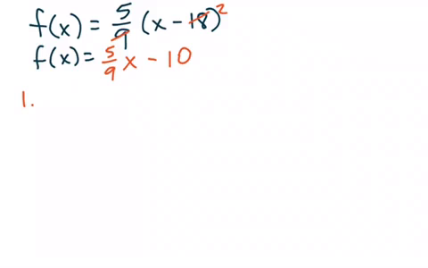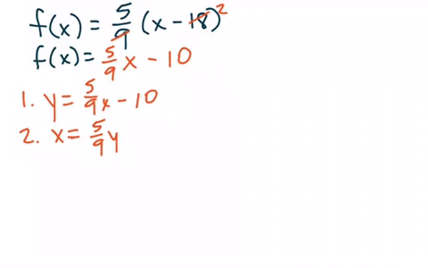So step number 1, of course, replace f of x with y. Step number 2, we're going to interchange x and y. Step number 3, I'm going to solve for y. Now, on this one, since we do have a fraction as a coefficient, once again, like last time, we are going to multiply by the reciprocal. It's going to look a little bit different this time.